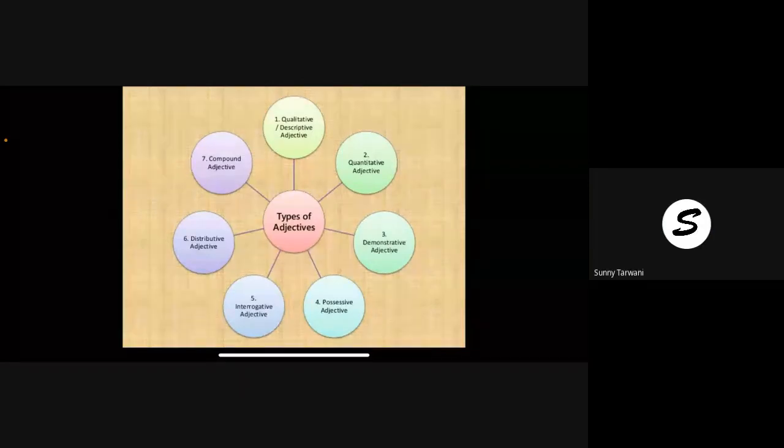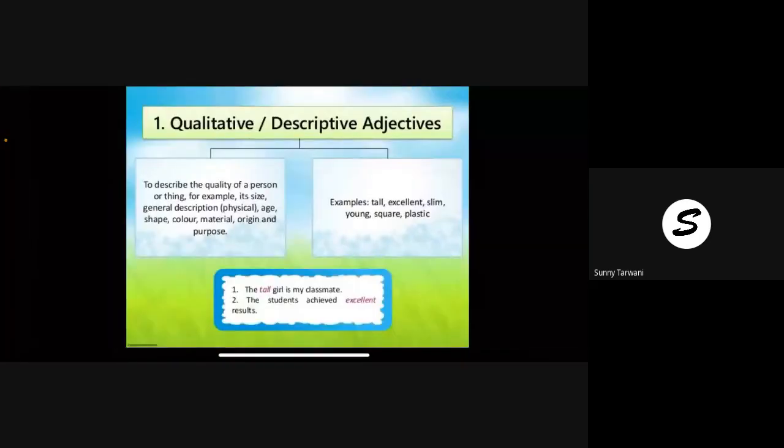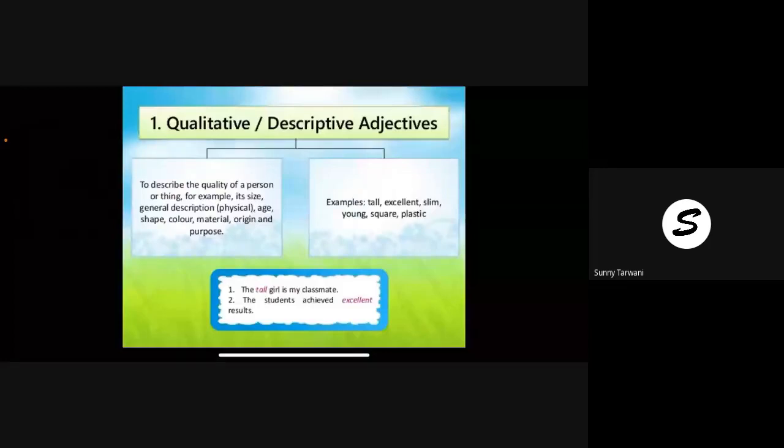So here this compound adjective is not there in your textbook, but we'll learn that, so you get extra knowledge. But the 6 are there: quality, quantity, demonstrative, possessive, interrogative, distributive. One is adjective of number. Instead of compound adjective, we have adjective of number. That is the only change. Now see, for describing quality, we say that it is a qualitative adjective. They are also called descriptive adjectives because they are used for describing things, places, people. So they are called qualitative.